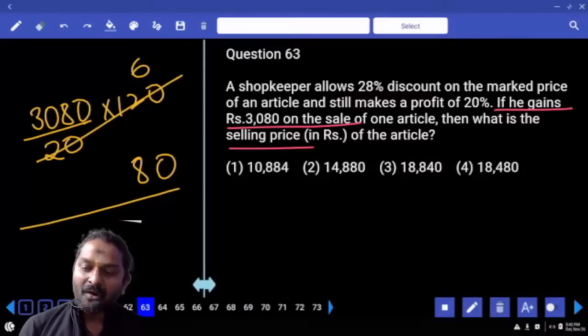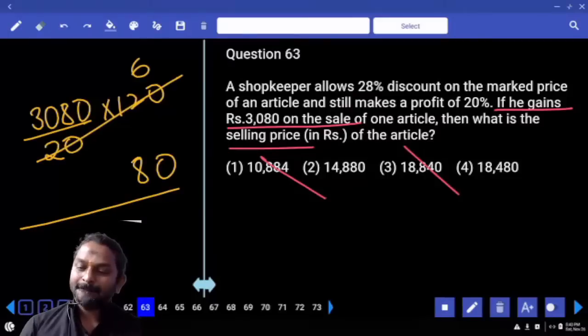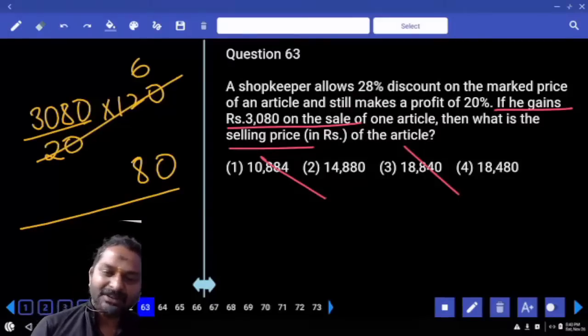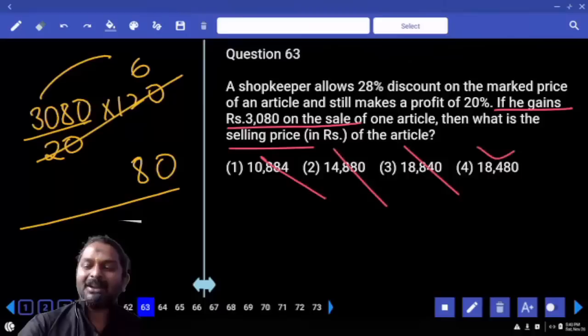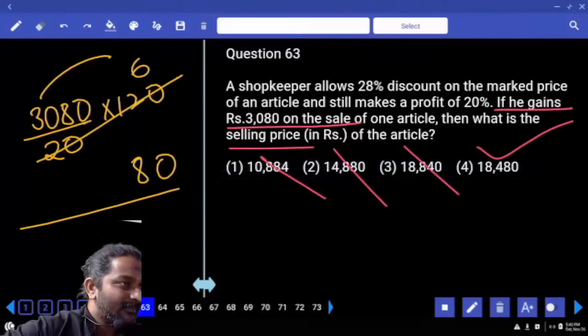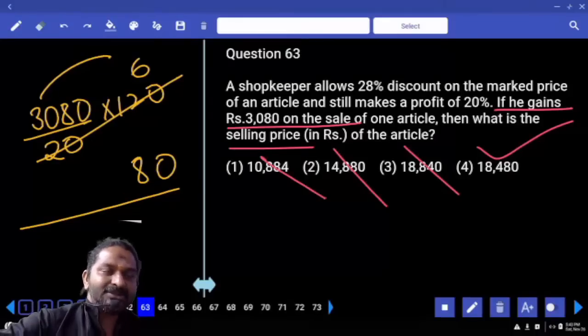Tell me. There are 2 options, right? A big problem has come up. 3000 into 6 in the sense 18,000 only. Second cannot be your answer. Fourth, final answer. 3000 6 times starts with 18,000 plus something else we have.